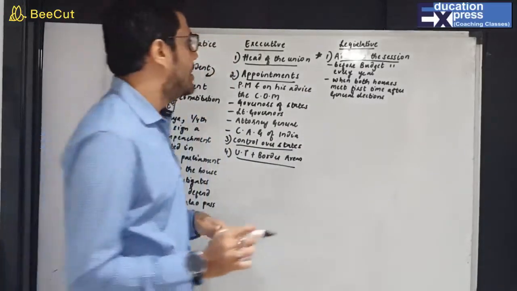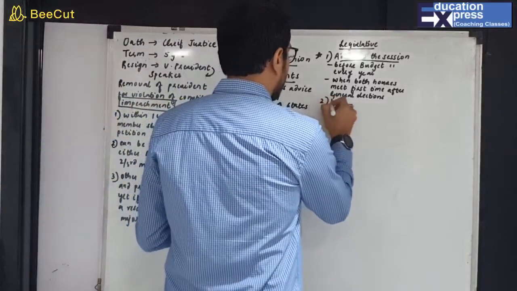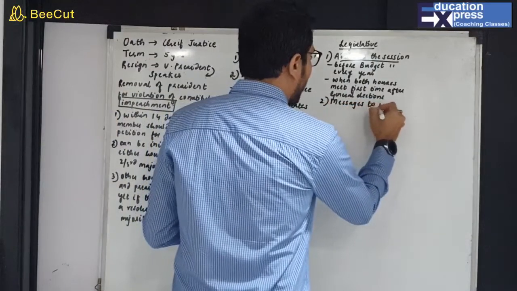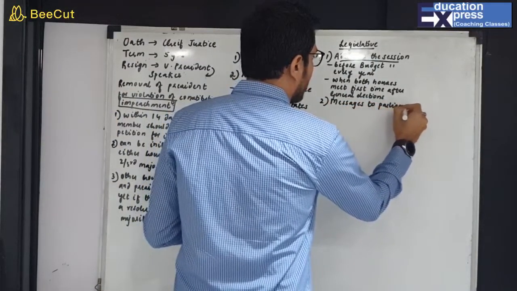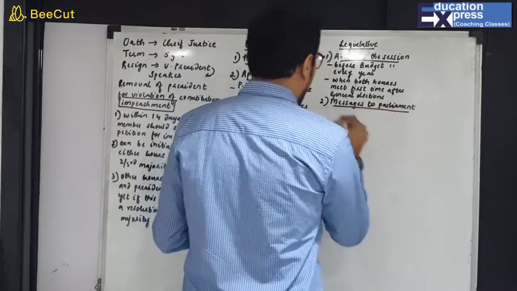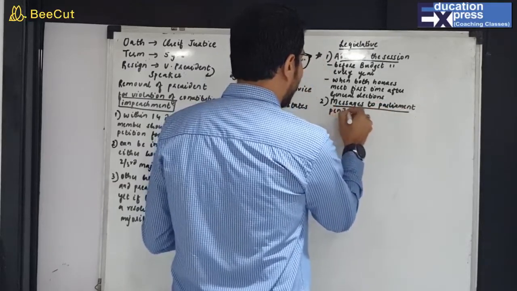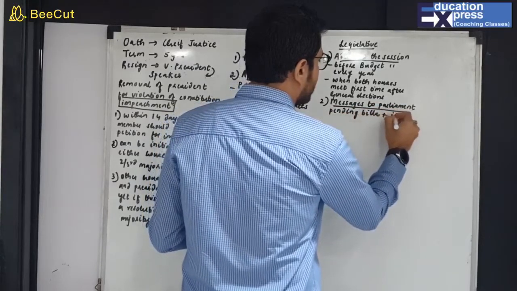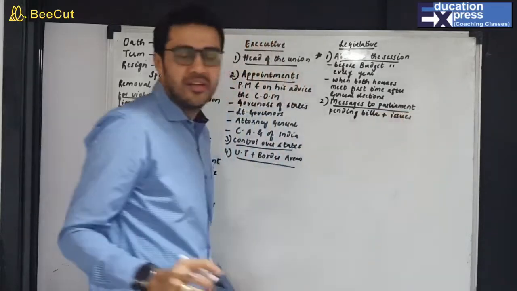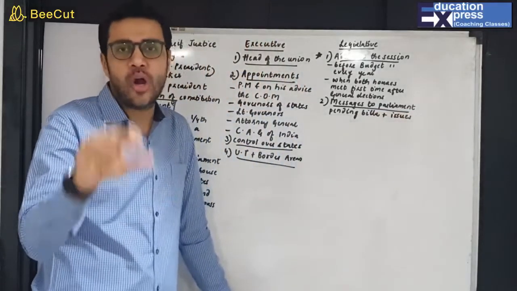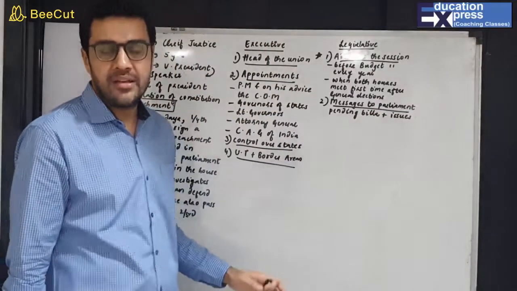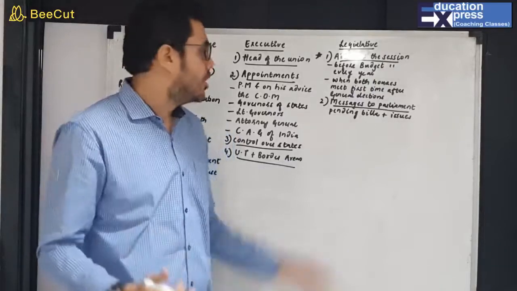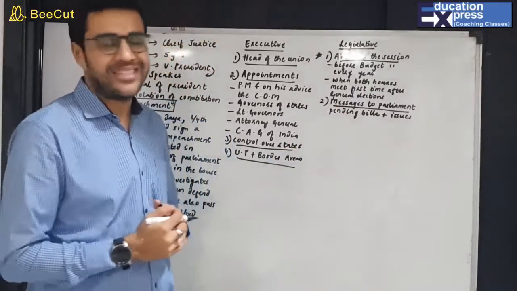Is that very clear? Second point, we have messages to the parliament or to the house. He gives messages to the parliament on pending bills and other issues. What are bills? A power to make a law is called a bill. So for any laws that are yet to be converted into bills, he gives his message.